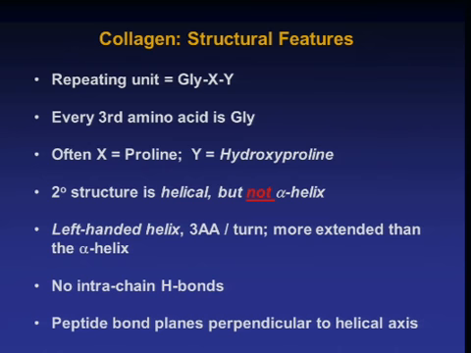You're only getting 3 residues as opposed to 3.6. There are no intra-chain hydrogen bonds. We talked about the fact that in an alpha helix we have hydrogen bonds stabilizing that secondary structure. Here we don't have these intra-chain hydrogen bonds stabilizing that left-handed helix, but we will see that there are hydrogen bonds occurring between strands, between these units.